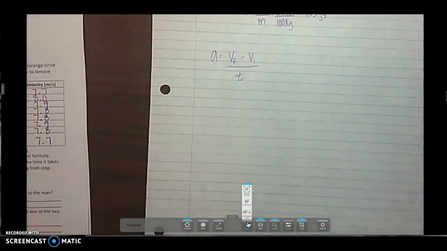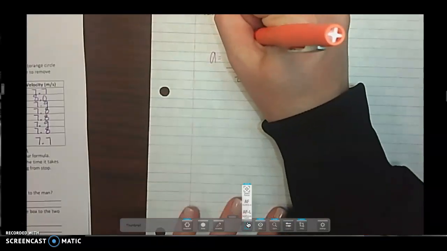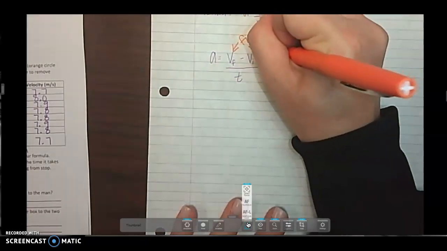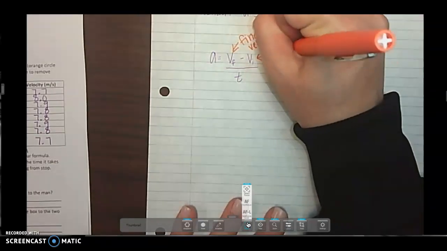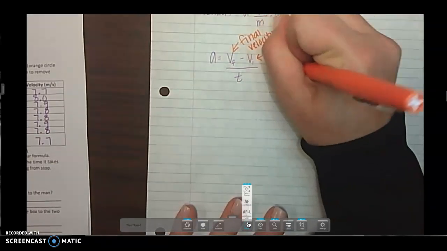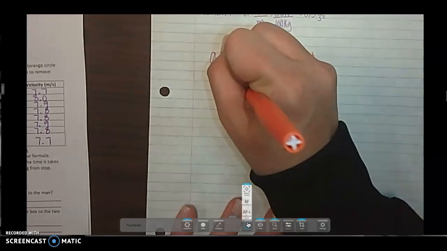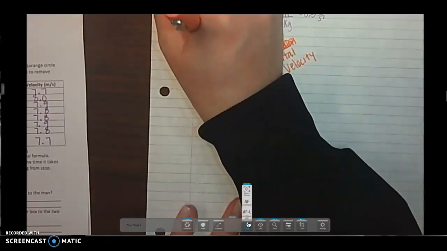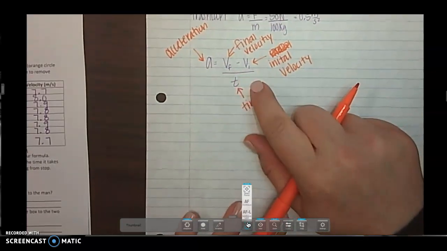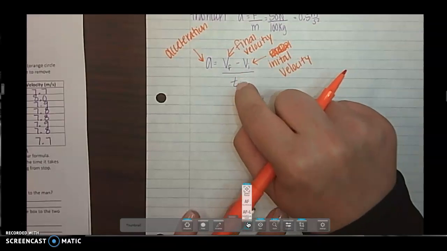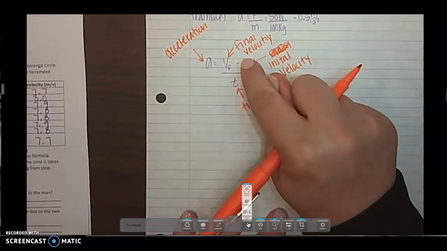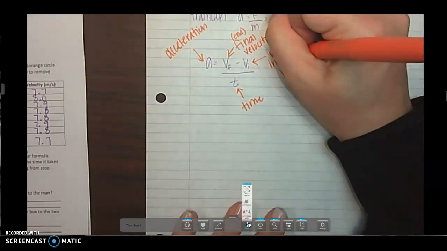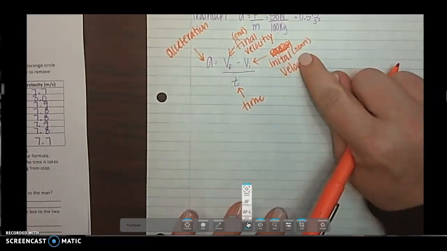Well, that VF stands for final velocity. The VI is initial velocity. And the T is time, and your A is acceleration. So you would use this formula when you don't have mass, but you do have the time it took, and you have the final velocity and the initial velocity. The word final means end or stop. The word initial means the start or the beginning.